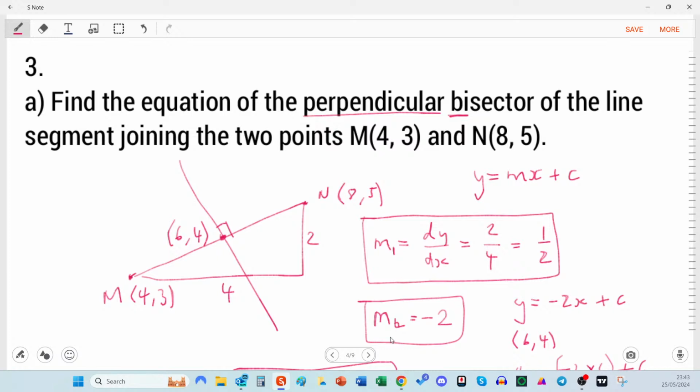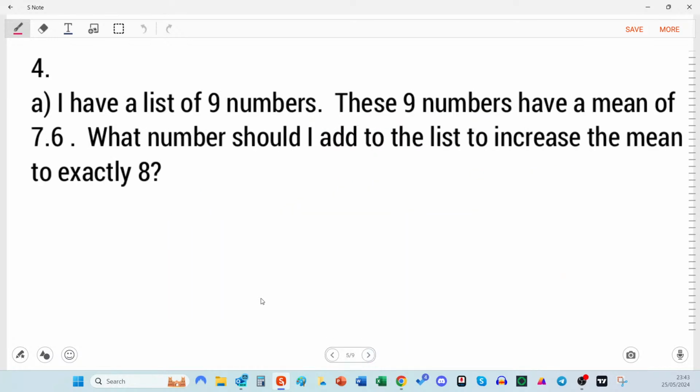Alright, next one. We're flying. I have a list of 9 numbers. These 9 numbers have a mean of 7.6. What number should I add to the list to increase the mean to exactly 8?